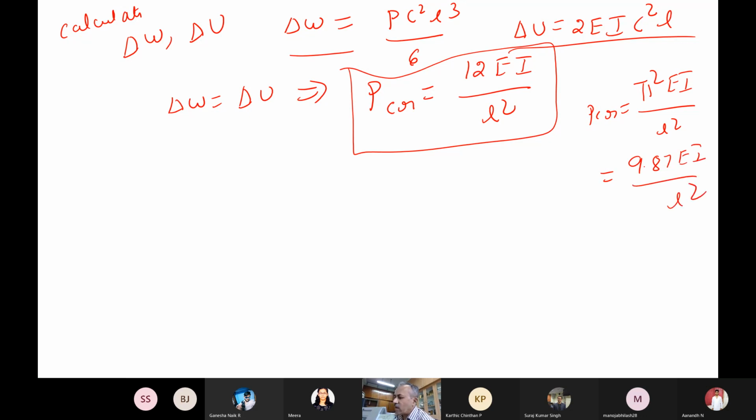Now you tell me how much you followed, whether the answer we have got is correct or what we have got. The exact value for a simply supported beam is pi square EI by L square. Pi square, if you take the square of 3.14, you will get 9.87. Now how much have we got? 12 EI by L square. Now what is your comment?